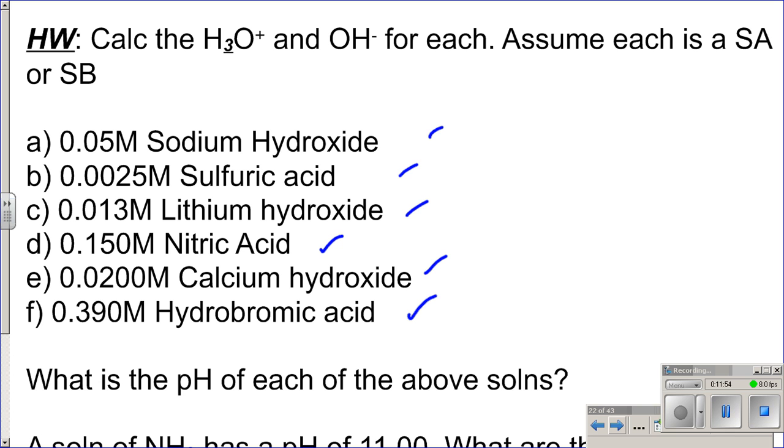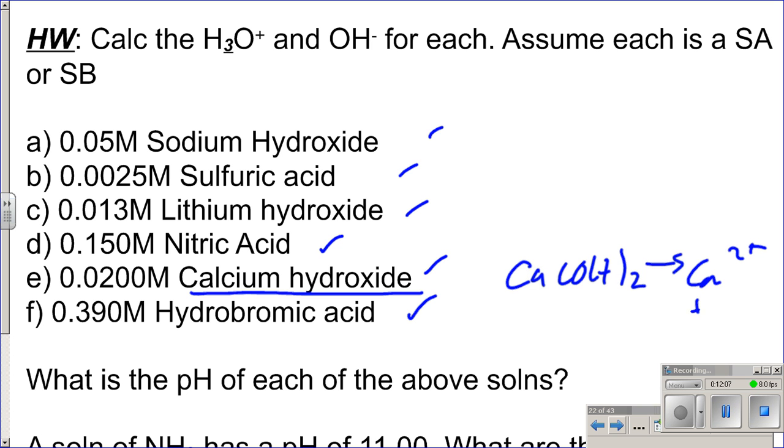Did any of these have the problem where you had to multiply the hydroxides by 2? Yes, calcium hydroxide. It's the only one that's dibasic. Whenever it ionizes, it makes calcium 2 plus and 2 hydroxides. So that big 2 means I need to multiply the hydroxide concentration by 2 before I can actually begin. So make sure that you're wary of that.